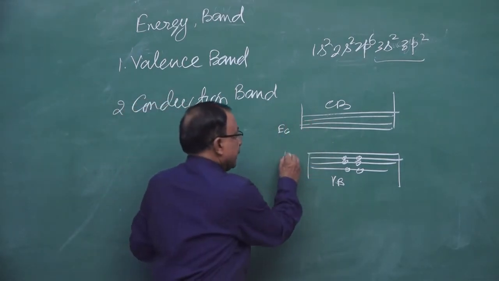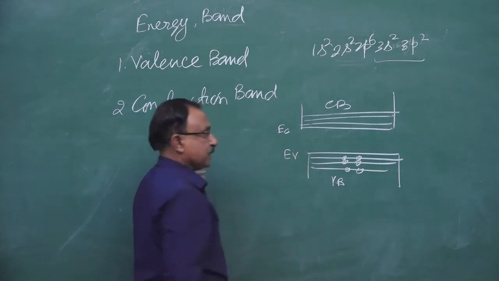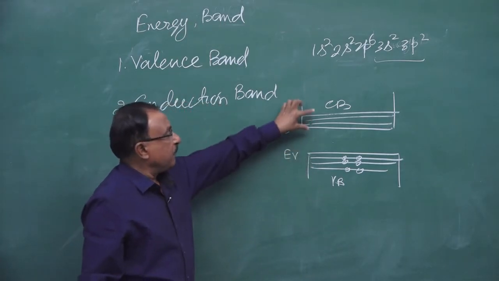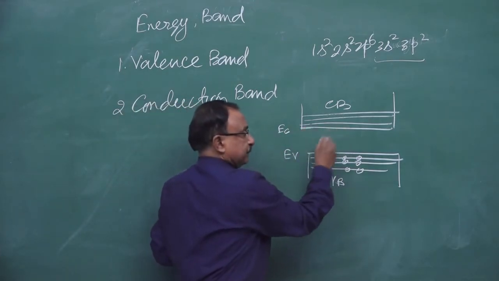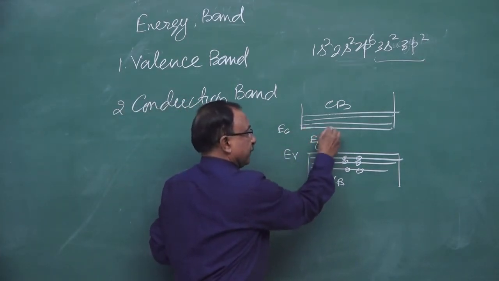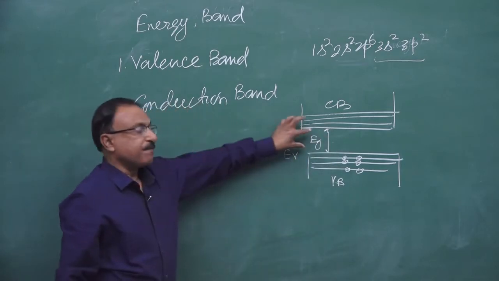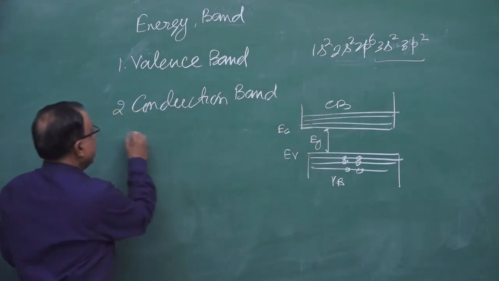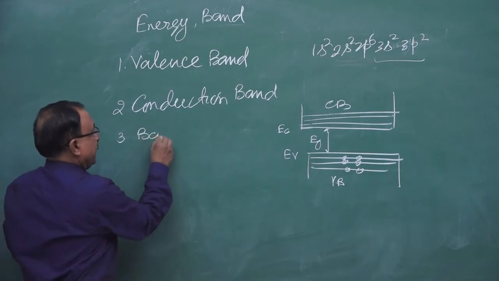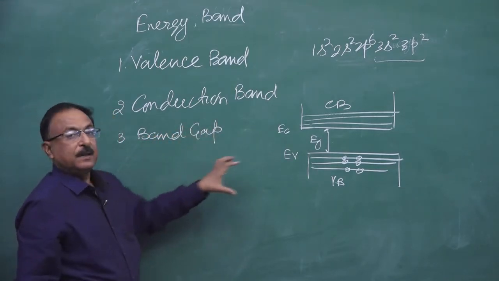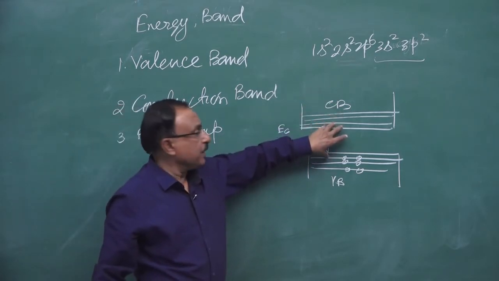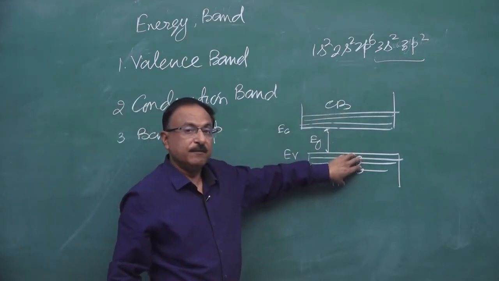Now this is the highest-most energy level of the valence band. In between the conduction band and the valence band, there is a gap. There is a difference of energy. This difference of energy we call the band gap. The third thing that comes over here is the band gap. The band gap is the difference of energy between the conduction band and the valence band.